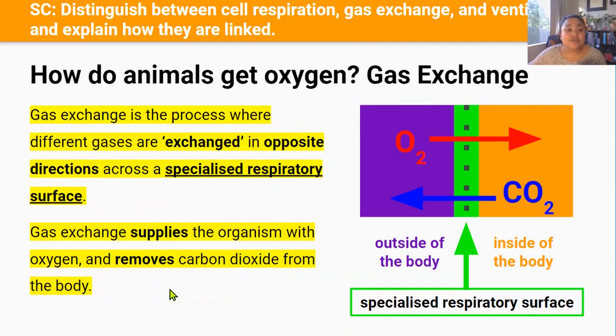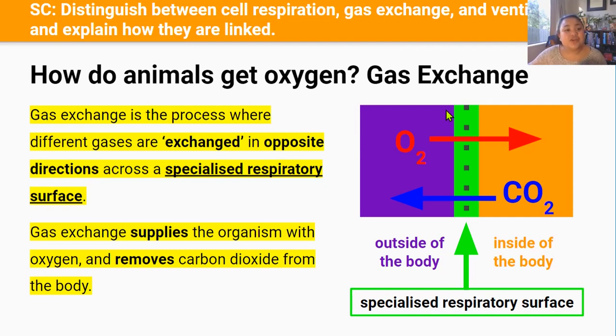Now we know where oxygen for aerobic cellular respiration comes from, the next thing we need to know is how animals take this oxygen from the air or from the water. How do they absorb it? All animals need to absorb oxygen from air or water, and they need to release carbon dioxide through a process called gas exchange. Gas exchange is the process where different gases, so in this case we're talking about oxygen and carbon dioxide, are exchanged or transferred or swapped in opposite directions.